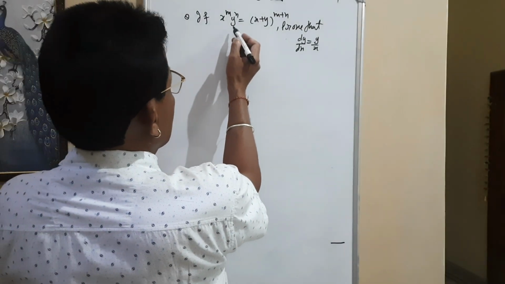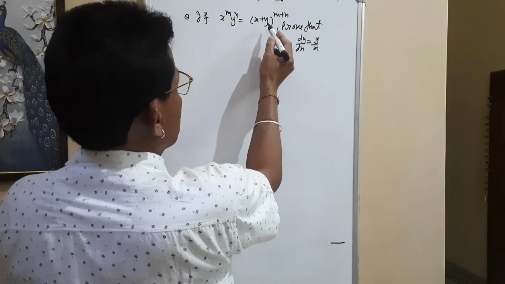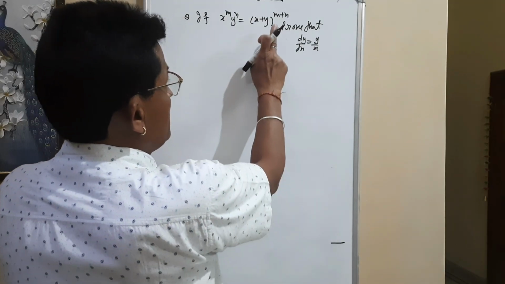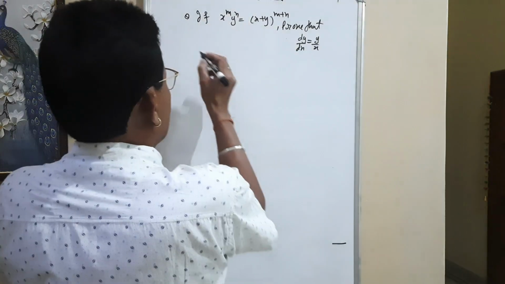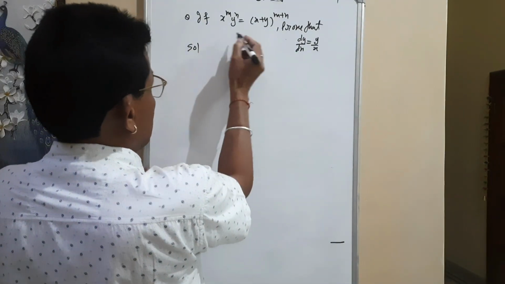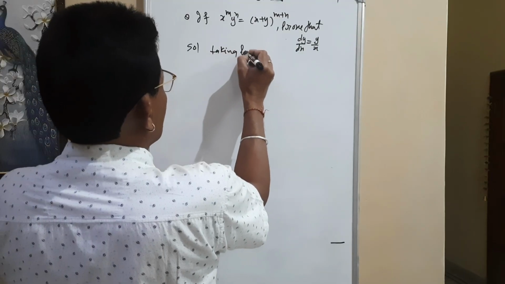actually x to the power m into y to the power n. It will be equal to x plus y to the power m plus n. Actually, if you will have to prove dy upon dx, it will be equal to y upon x. Let me start the solution. Most important, taking log on both the sides. Taking log on both the sides.